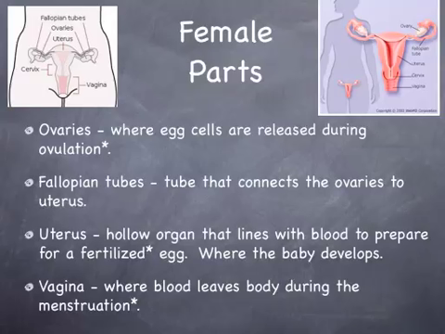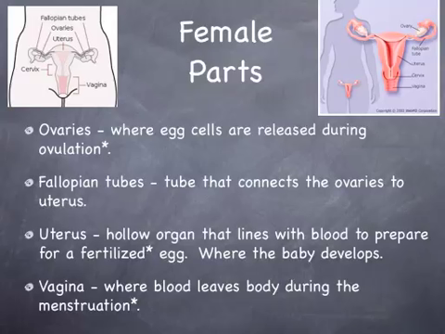Female parts. There are 4 female parts that we will focus on. The first one is called ovaries. Ovaries are where egg cells are released during something called ovulation. Now we'll talk about ovulation on the next slide. Fallopian tubes. Fallopian tubes are tubes that connect the ovaries to the uterus.